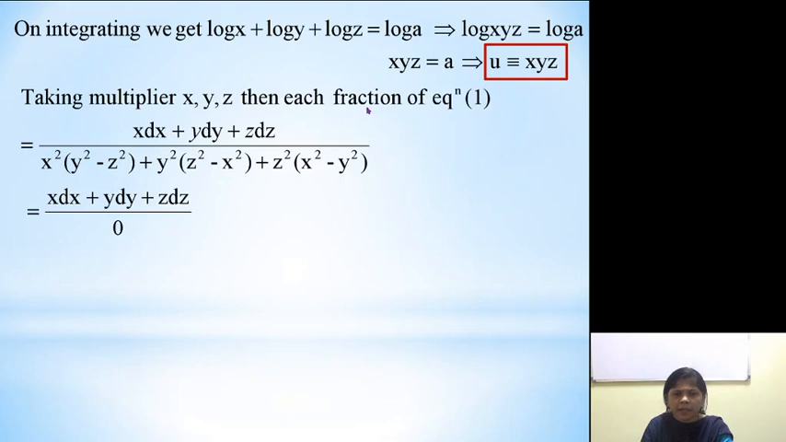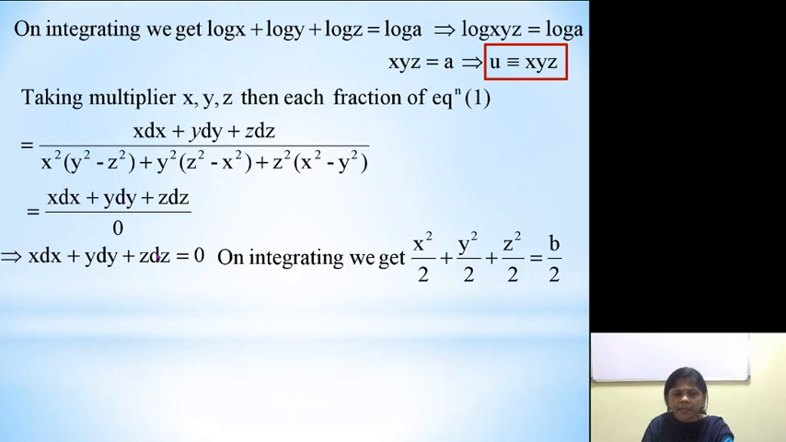Like this we get the second set of multiplier, that is taking xyz as a multiplier, then each fraction of equation 1 is equal to x dx plus y dy plus z dz upon, now just check whether it is 0 or not. Yes, it is 0. So therefore x dx plus y dy plus z dz is equal to 0. Integrate. Now as I discussed earlier also, if I am taking such a form, so to have uniformity or for the sake of simplification, I can take the constant also in a similar form. So I'll write b by 2, so that 2 will get cancelled throughout. What we get? x square plus y square plus z square equal to b.